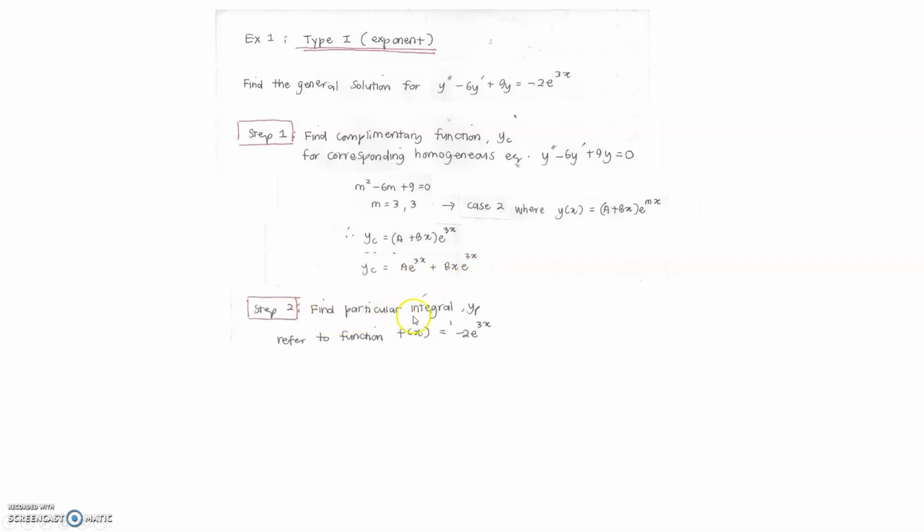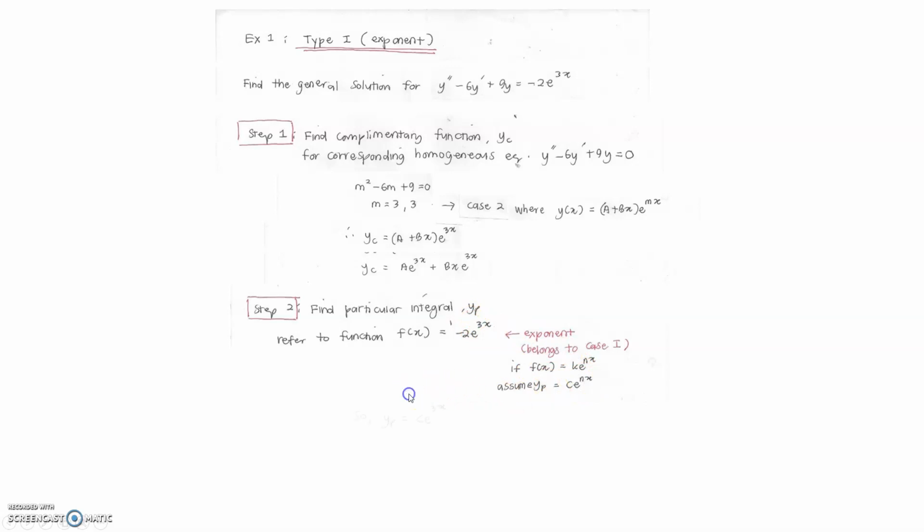Step number 2, you need to find the particular integral, yp. This yp we assume based on the type of the function fx. You refer to the function fx. Fx is equal to negative 2 e^(3x). This is an exponential, so it belongs to case number 1. You just refer to the table. If fx is equal to k e^(nx), you can assume your yp is equal to c e^(nx). In this case, the n value is equal to 3.